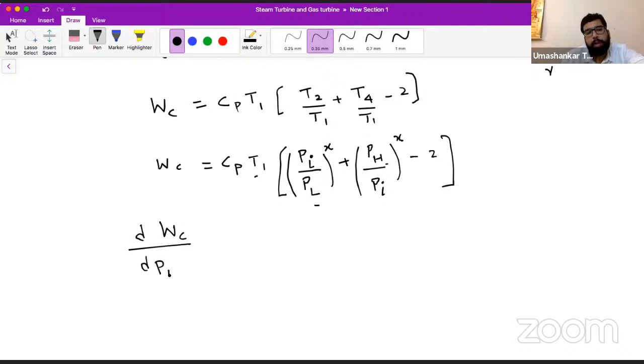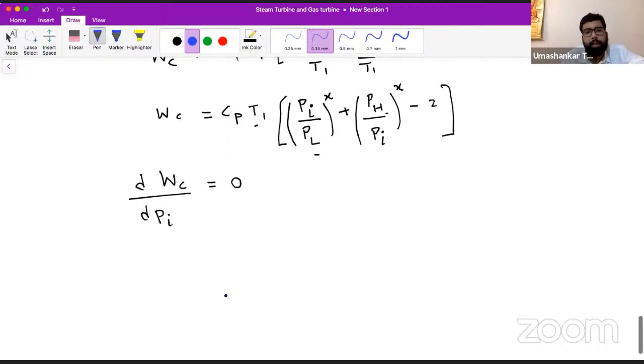The only variable we can see here is our intermediate pressure. So you just differentiate it and put it equal to 0, and you will have your condition in which you get your minimum compressor work and hence maximum net work. So can you please do it?